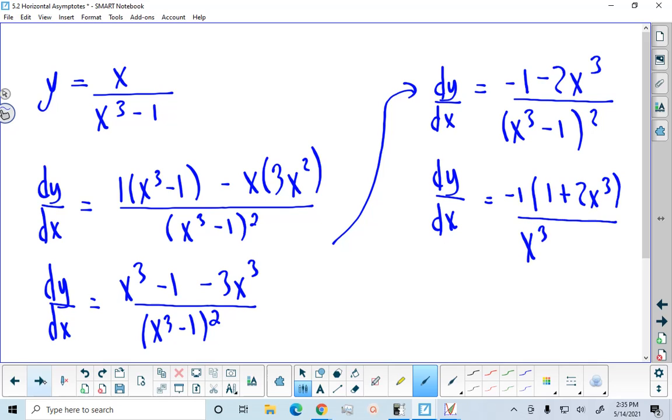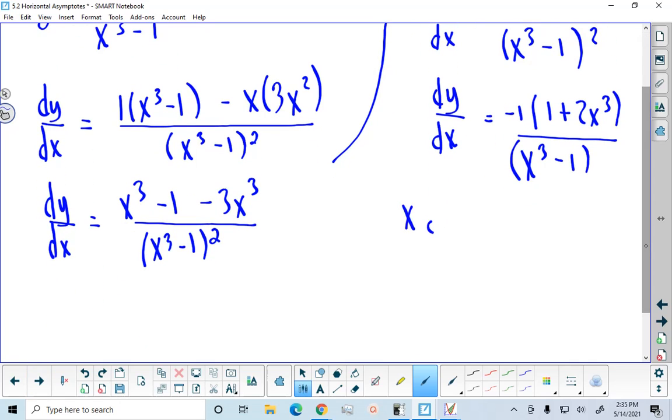Now I can identify my critical values of x. My critical values of x are 1 for the denominator, and again, 1 was a non-permissible value. So any non-permissible value for x has to be a critical number in the derivative. And then also the cube root of, well, there's a lot of ways to write this. I'm going to write it as the cube root of -1 over the cube root of 2.